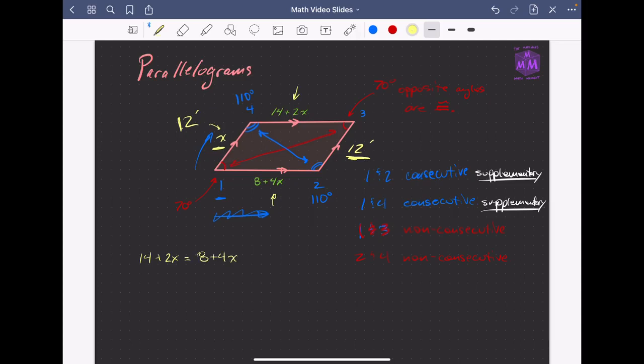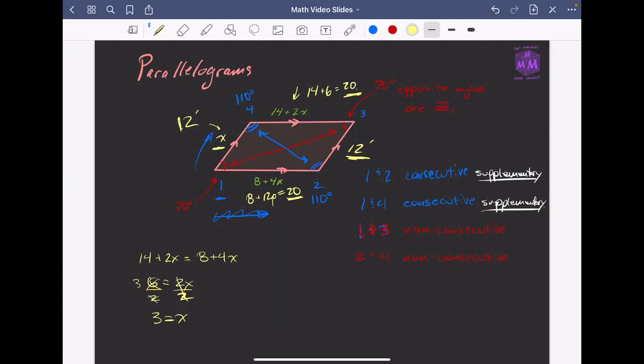I'm going to do a little shortcut here. I have 6 equals 2x. Divide both sides by 2. 6 divided by 2 is 3, so x equals 3. So the length of this side is going to be 14 plus 6, which is 20, and this is going to be 8 plus 12, which is 20. In a parallelogram, opposite sides are parallel and congruent.